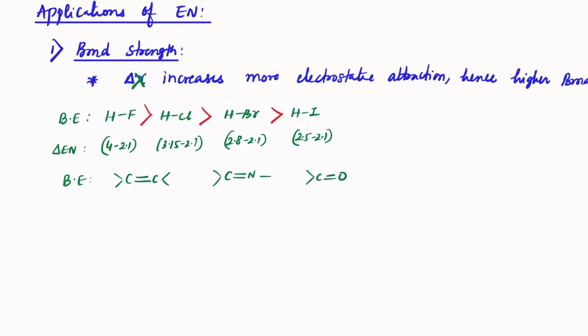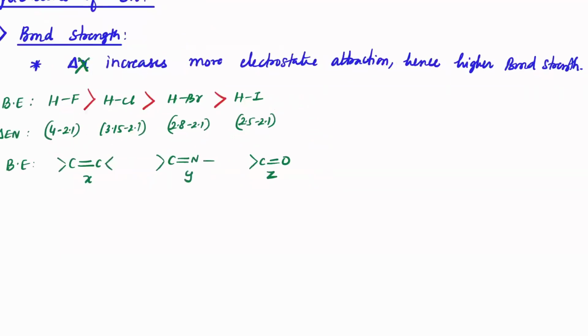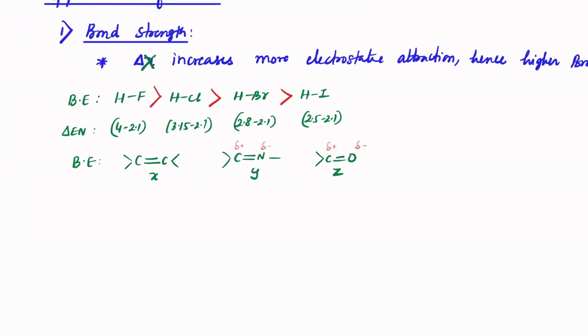Let us say this is X, Y, and Z energy that we need to compare. Now, notice the electronegative difference here: delta positive, delta minus, delta positive, delta minus. Here, there is no polarity at all. So, you can see again, the electronegative difference is increasing. So, I can say the bond energy will be Z greater than Y greater than X. This will be the case for bond energy.